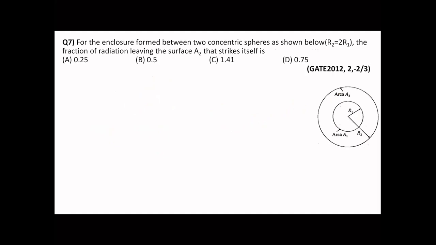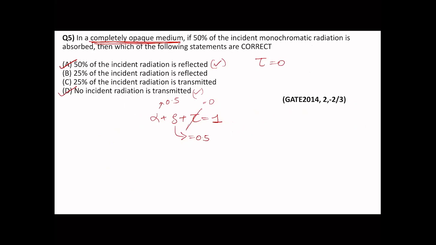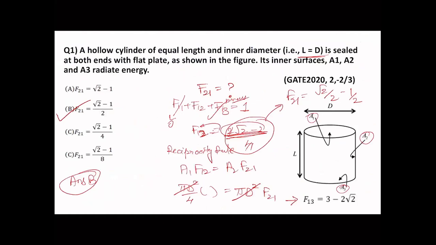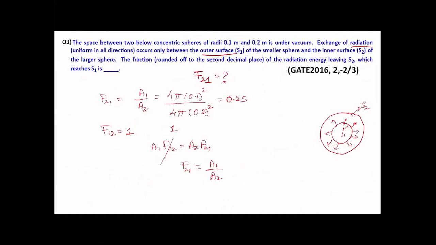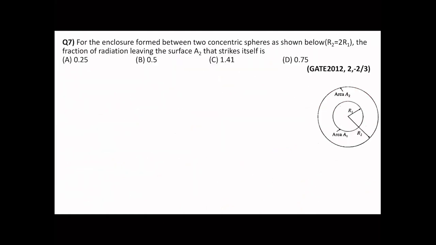Now you see in one of the previous GATE papers, in this particular 2016 question, it was asked to calculate F21. Now they are asking you to calculate the self view factor over here, F22. In 2016 they asked you to calculate F21, now they are asking you to calculate F22. Very similar questions. Some values have been changed. So there you go.